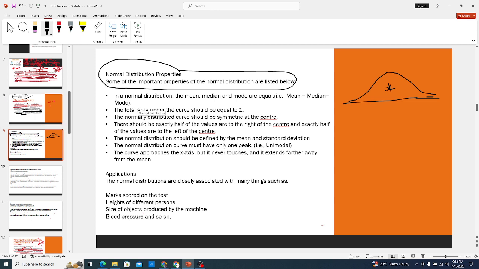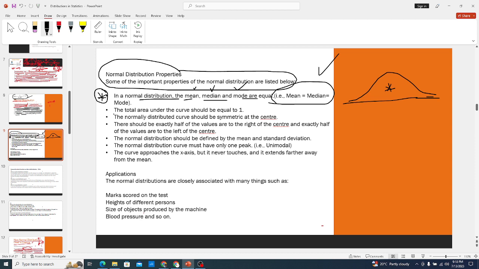Remember we say that in a normal distribution, mean, median, and mode are equal. Remember this, and trust you me, you'll be asked about this property. Maybe which is the distribution where mean is equal to median is equal to mode, or which is the distribution where mean, median, and mode are equal. Trust you me, you won't miss that.